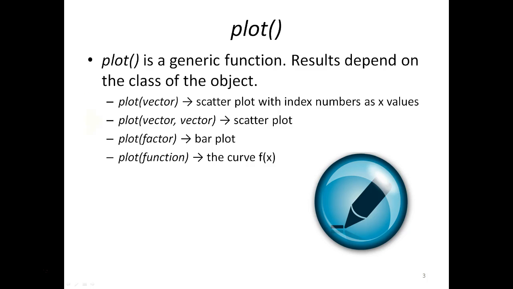And if you plot two vectors, plot vector, comma vector, then you get a traditional scatter plot, and the first vector contains the x values and the second vector contains the y values. And if you try to plot a factor instead, then you get a bar plot. And I'll show all these later on, but that's what you get. And R actually calculates the number of occasions on each level of the factor, and then draws a bar plot showing how many there are of each kind.